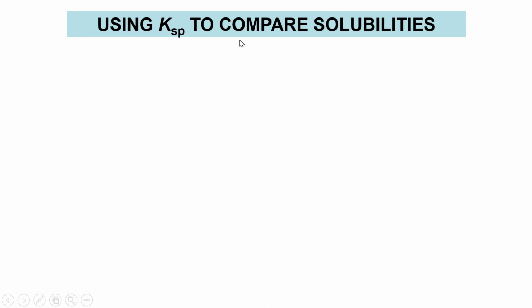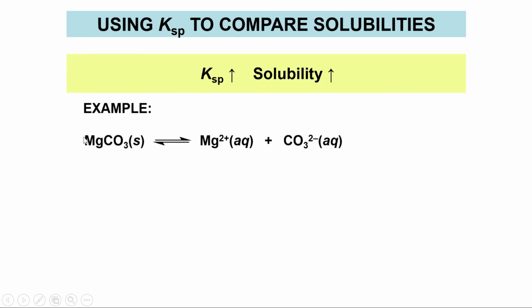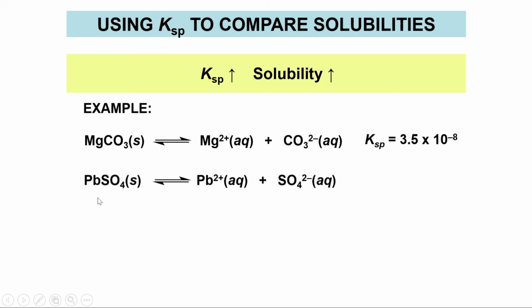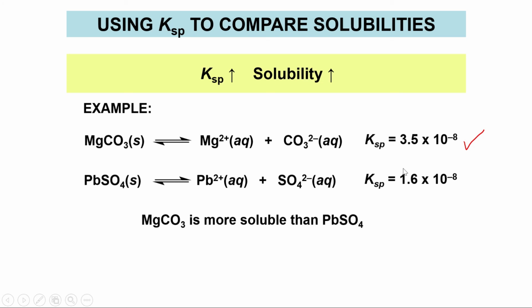Next, using Ksp to compare solubilities. The higher the Ksp value, the higher the solubility of the salt. For example, we have magnesium carbonate. The Ksp value is 3.5 times 10 to the negative 8. Meanwhile, for another salt, PbSO4, the Ksp value is 1.6 times 10 to the negative 8. So we have the same exponent, and then look at the values. Which salt do you think is more soluble? Yes, it is magnesium carbonate. Why? Because the Ksp value of magnesium carbonate is higher compared to the Ksp value for lead sulfate. Therefore, it is more soluble.